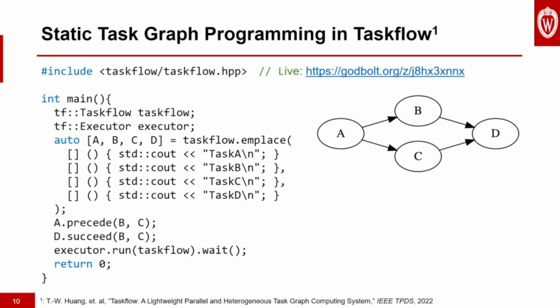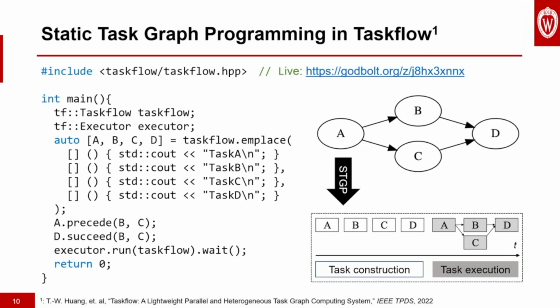You first define a Taskflow object and executor. Then you define 4 tasks in terms of C++ function objects, A, B, C, and D. And then you use the precede and succeed methods to relay the dependencies among A, B, C, and D. When a graph is constructed, you submit it to the executor for execution.